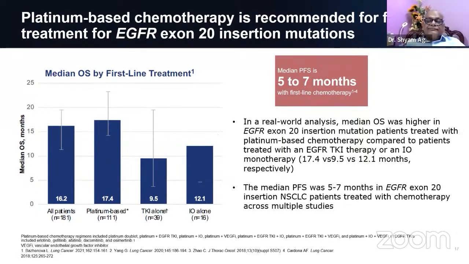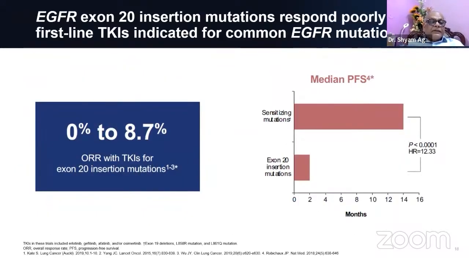So next slide. So this is the median PFS, as we all know, for sensitizing mutations. This is hovering around 12 to 14 months when it comes to first and second generation TKI. But then with drugs like osimertinib, the PFS is going even up to 19 to 20 months. But in contrast, the exon 20 insertion mutations do pretty badly with the TKI, as is seen here, less than 2 months. Next slide.